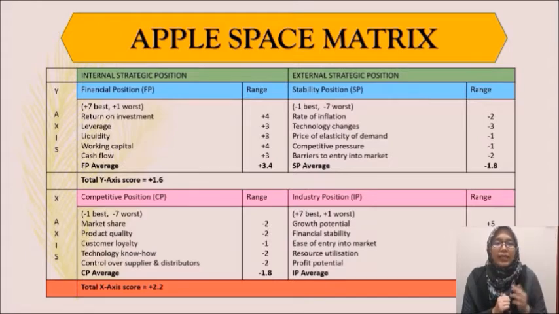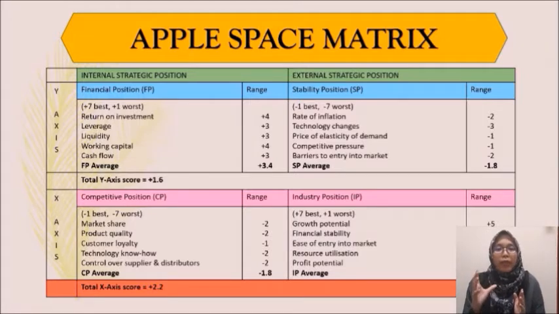What we can see in the slide is the result shown that FP average is 3.4 and SP average is negative 1.8. The difference between them will represent the y-axis, which is positive 1.6. And then for the CP average, which is negative 1.8, and IP average is positive 4.0. So the difference between them, which is 2.2, will represent the x-axis score in the graph.